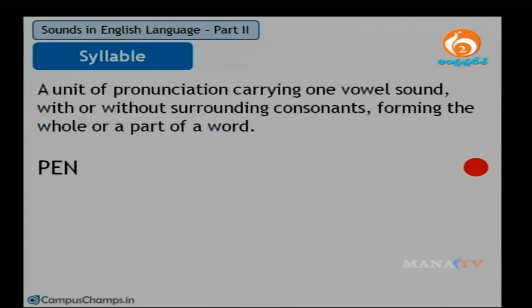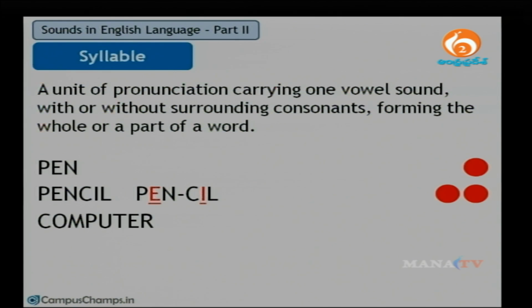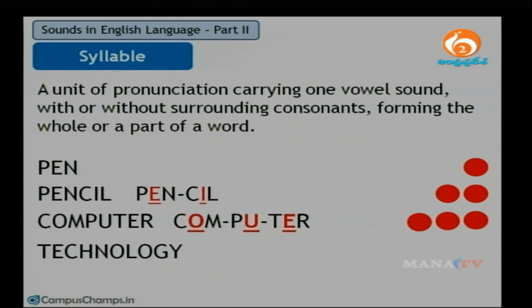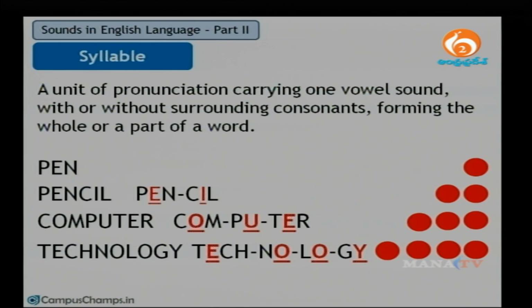The first one is pen. Then I have pencil, which means I have two beats of sounds, pen, sil. Then I have computer, com-pu-ter, three syllables. Next, technology, tech-no-lo-gy, four syllables. Alright. So every word will have a minimum of one syllable, and the maximum could be anything. Now why is it important?